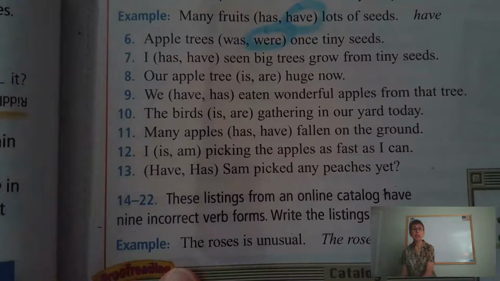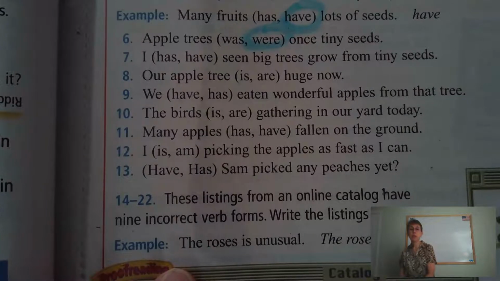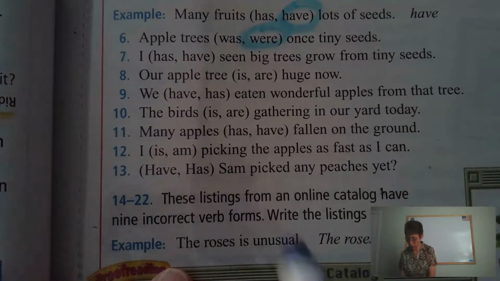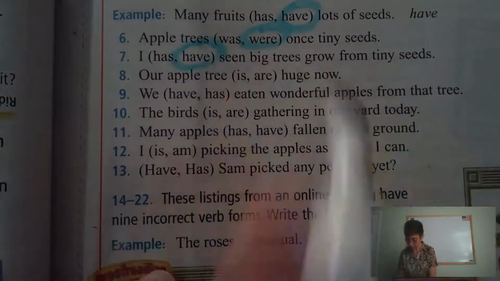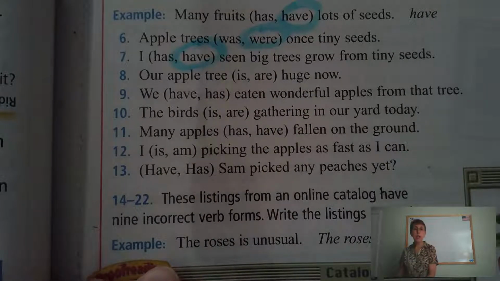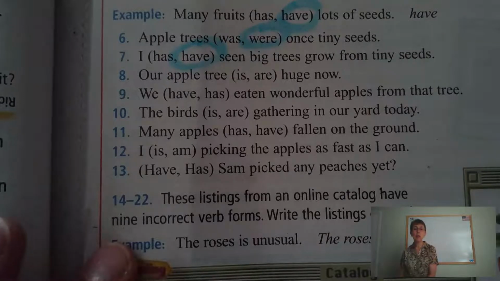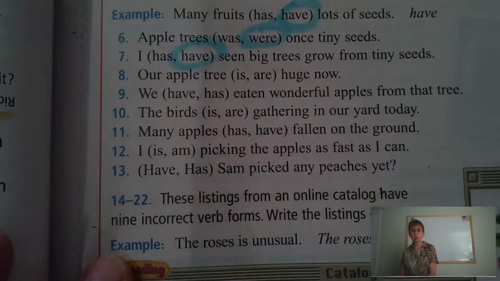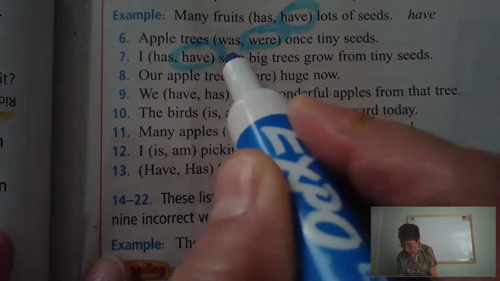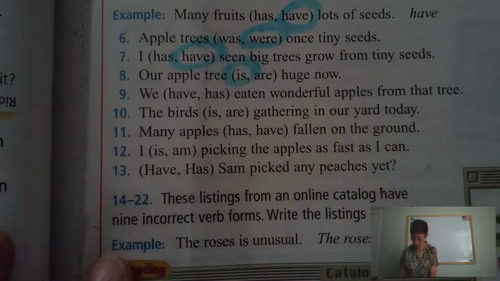I is singular. And what is the singular verb that we use there? I have. Good. Number 8, our apple tree blank huge now. Tree is singular, so we use a singular verb, which is. Our apple tree is huge now.